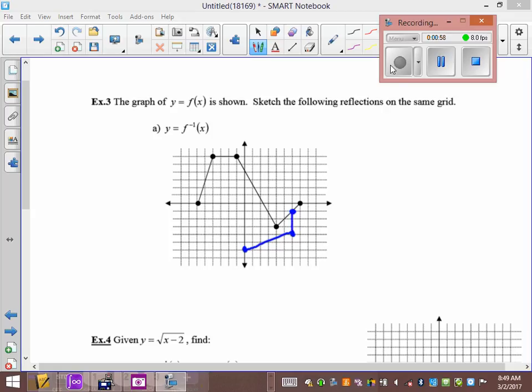And I have 4 and negative 3. So that's going to be negative 3 and 4. Oops, to the wrong dot. And the last one is at 7 and 0, so it's going to be 0 and 7.